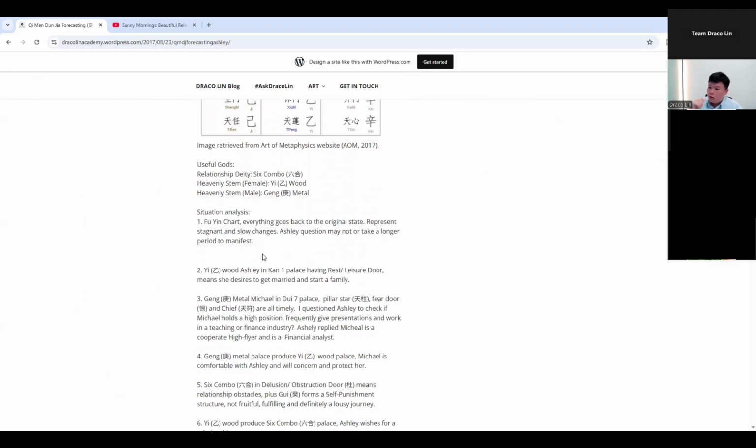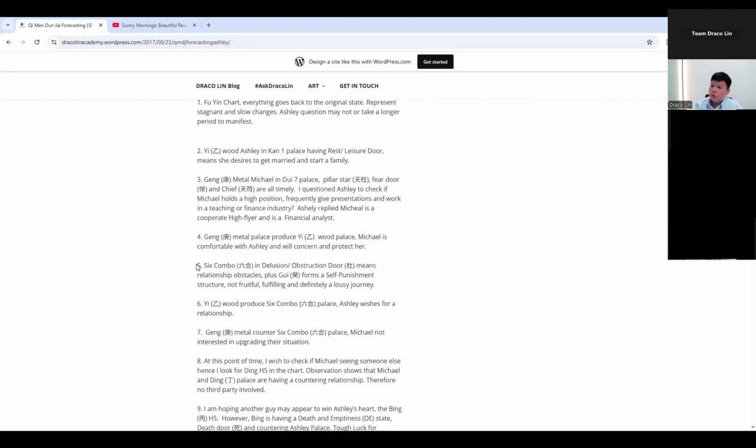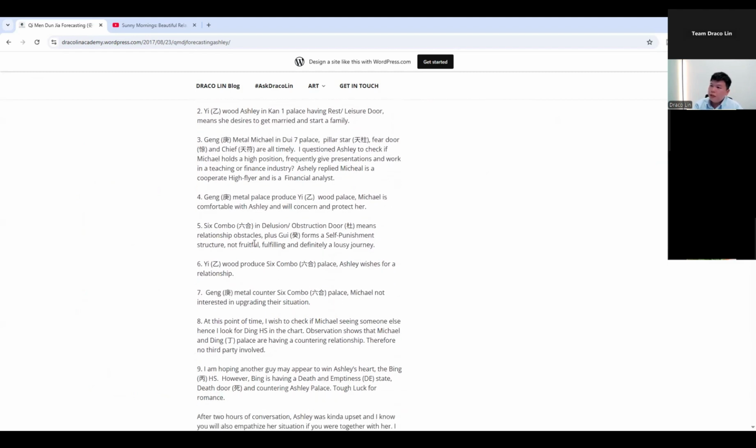Okay, so when I talk about the six combo, let's go into this part, the 0.5. 0.5 is the six combo or the six harmony, which is the 六合宫. In delusion, it means relationship obstacles. In general reading, when you always have a delusion door, it seems like you're stuck.